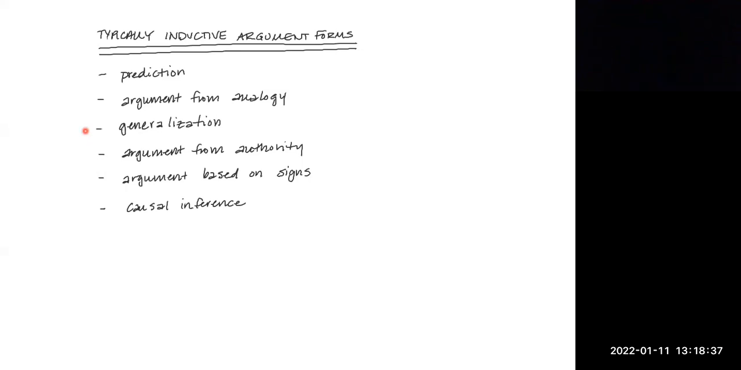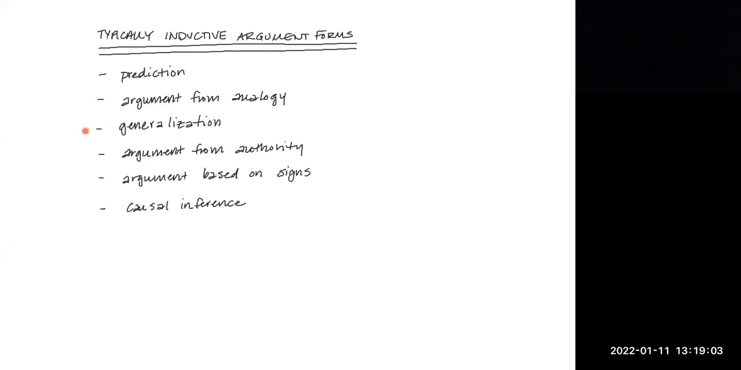A generalization is also considered a typically inductive argument form, because what a generalization really is doing is taking information from a selected sample of people, things, etc. in a group, and then applying it to the whole group. So because the members of that sample have a certain characteristic, people want to argue that all members of that group have the same characteristic.